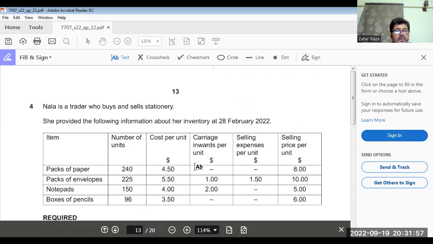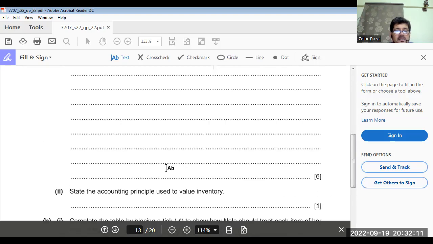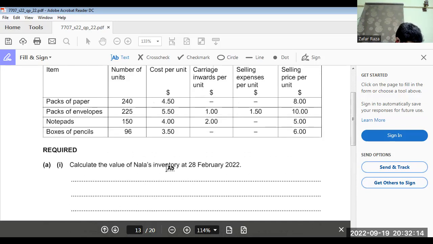Question number 4. Nala is a trader who buys and sells stationery. She provides following information about inventory 30th February 2022. Number of units, cost per unit, carriage inward, selling expenses, selling price per unit. Calculate Nala's value of inventory. So what we have to do here, now we'll take here items. Let's say packs of paper. Now number of units. Cost is 4.5 dollars.